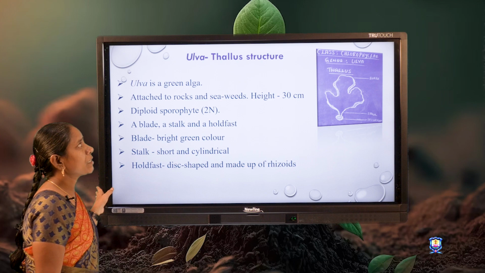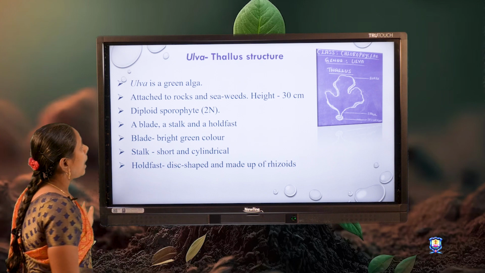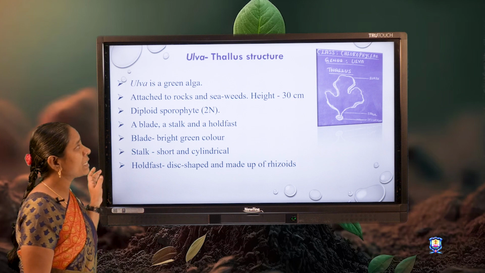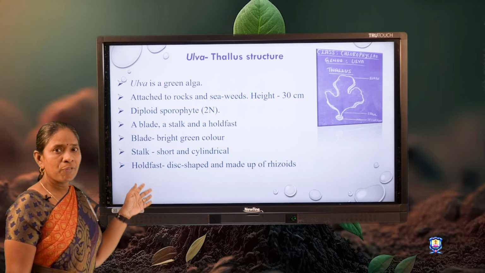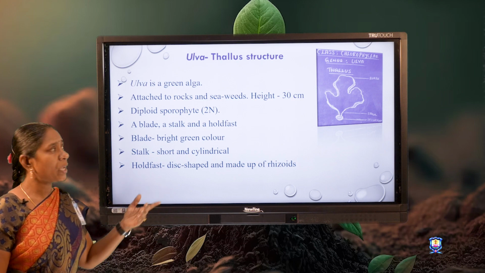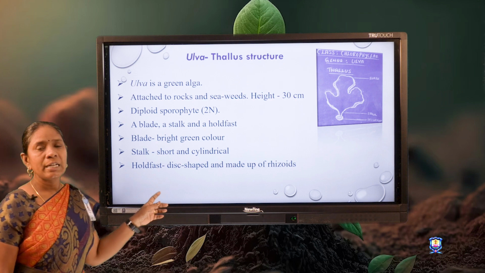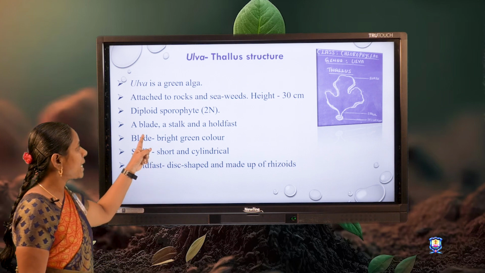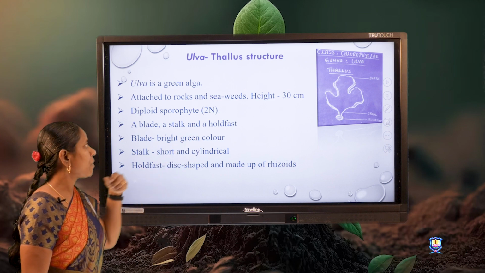Let's see the external thallus structure of Ulva. Ulva is a green alga and it is attached to the rocks and seaweeds with the help of rhizoids, and it grows up to the height of 30 cm. It is a diploid sporophyte. It consists of three parts: blade, stalk, and holdfast.